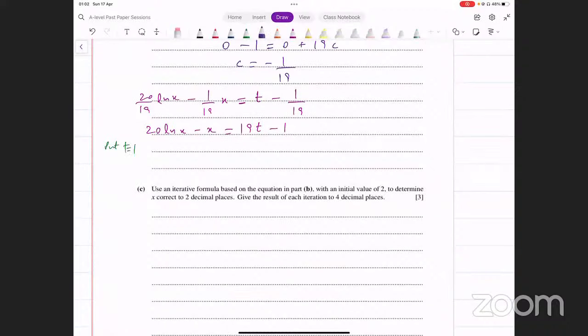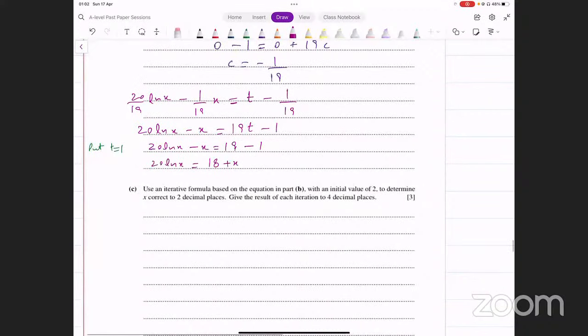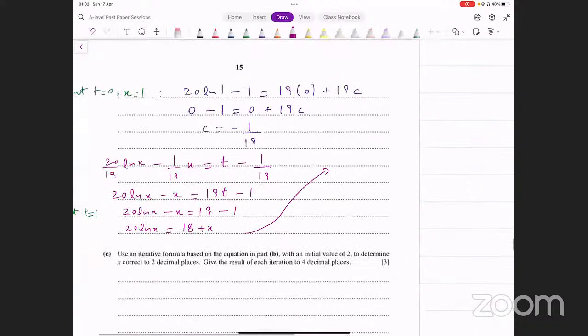t 1 इनपुट करेंगे तो हमारे पास क्या आ जाएगा, we will get 20 ln x minus x equals 19 minus 1, and that becomes 20 ln x equals 18 plus x. ठीक है, now this gives us ln x equals 18 over 20 plus x over 20.